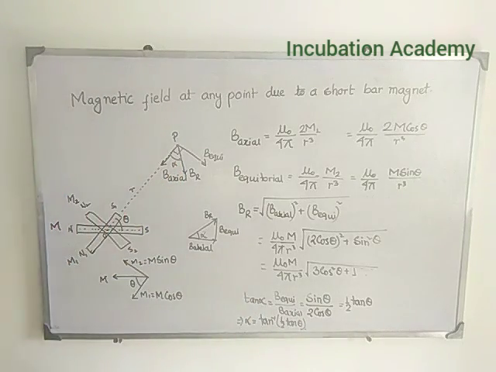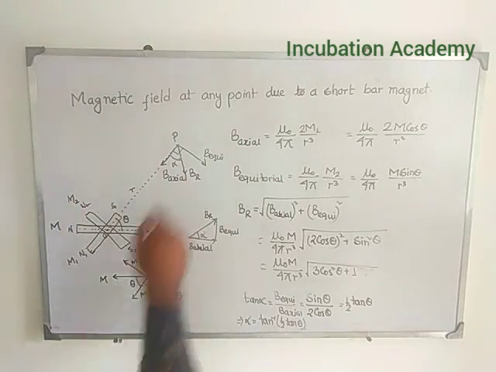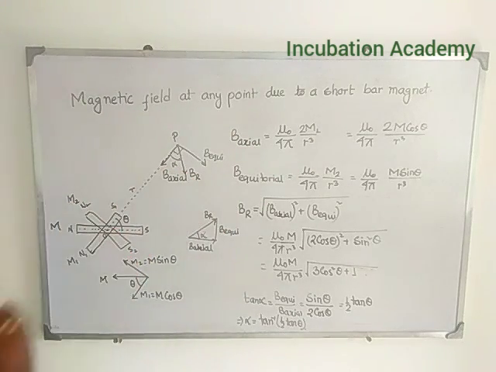And this is the magnitude and direction of the magnetic field at any point P due to the short bar magnet.